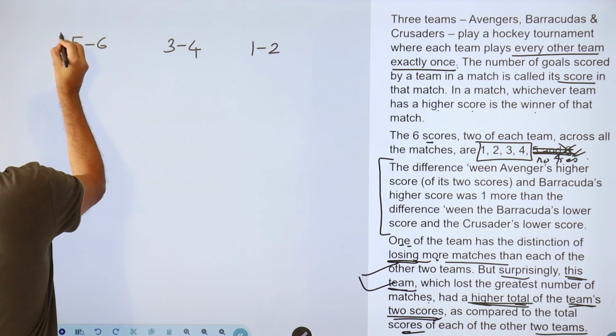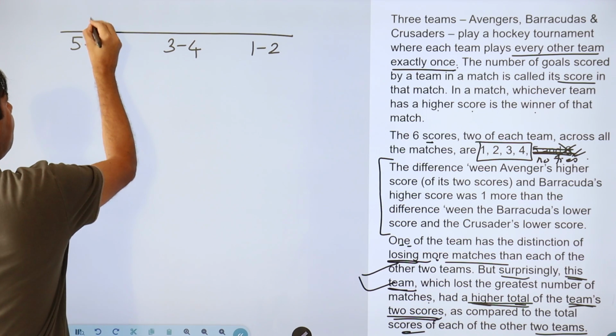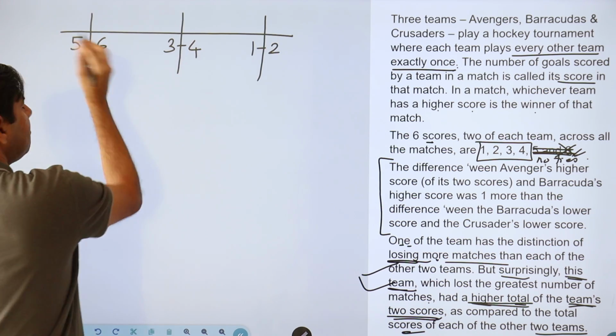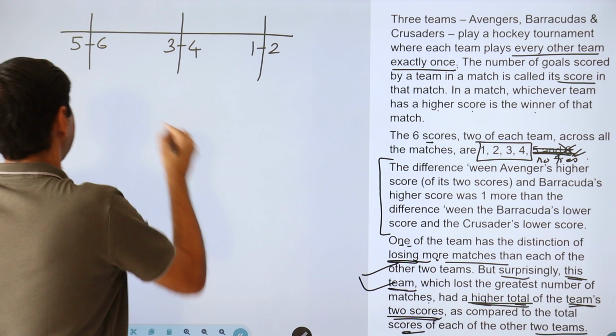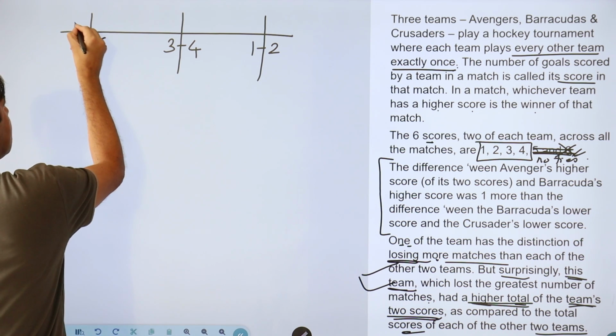Right? Now let's just name the teams. I don't know which team they are. So let me just give them X, Y, Z instead of A, B, C. So this X team, the team has lost.